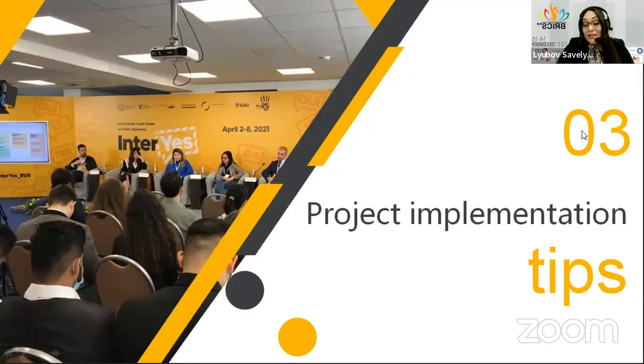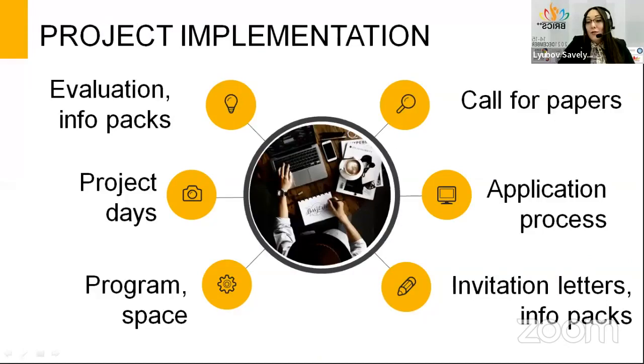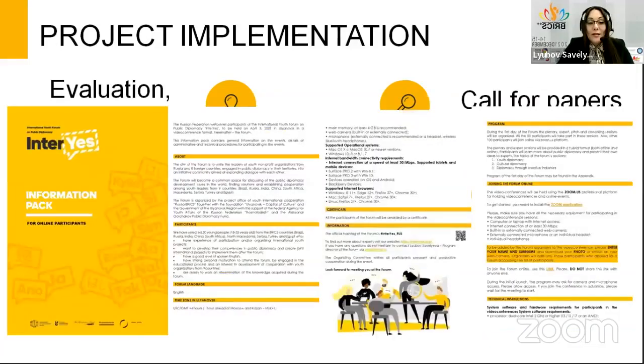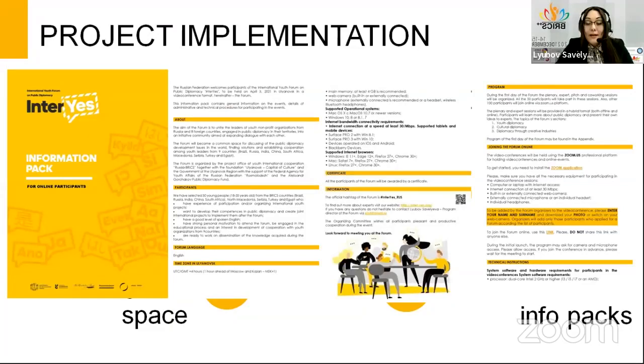Then let's talk about project implementation tips. First of all, you'll need to call for papers with some program, start the application process, invite lots of people, write lots of invitation letters, and create infopacks. And I would like to talk about infopacks because it's very important for communication with all the participants of the event. For example, here you can see the information pack of the InterYes forum. And if your project is online, please put everything all the participants need during their work. Don't send lots of emails, send them a very clear information pack only once, and then just talk with them.